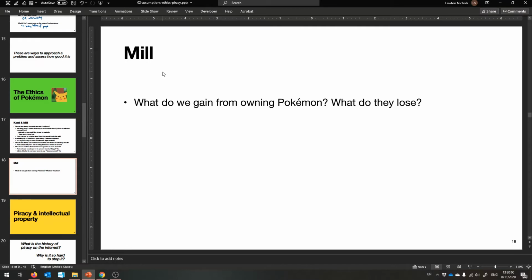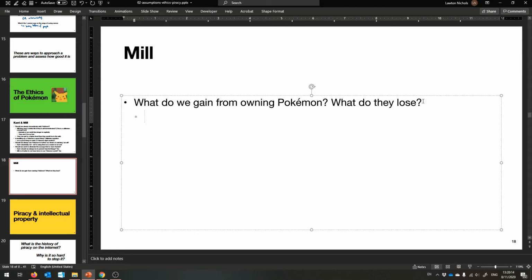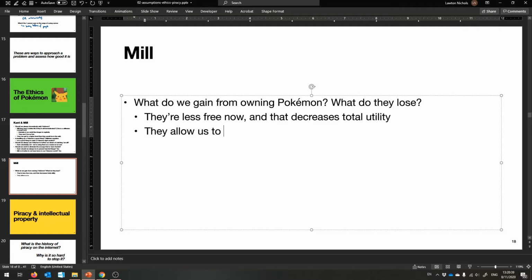And now let's talk about another Millsian argument. So what do we gain from owning a Pokemon? What do they lose? So again, maybe they're less free. And that decreases utility. That's a problem. Maybe, let's see here. They let us rise up in the world. In status.